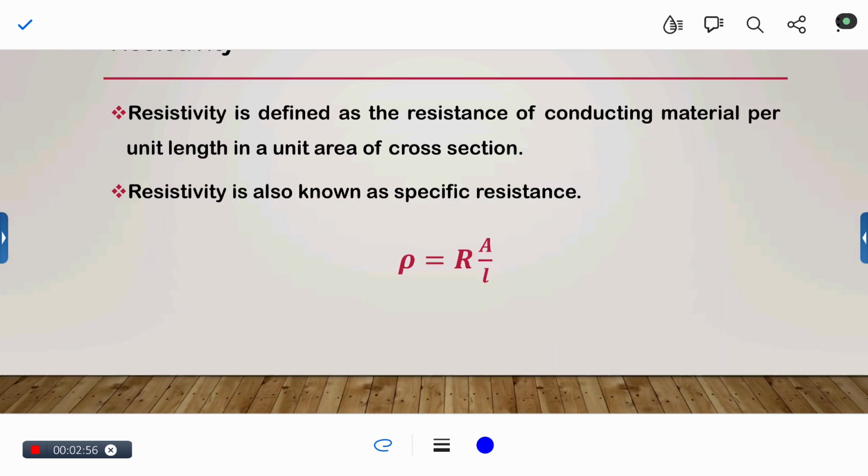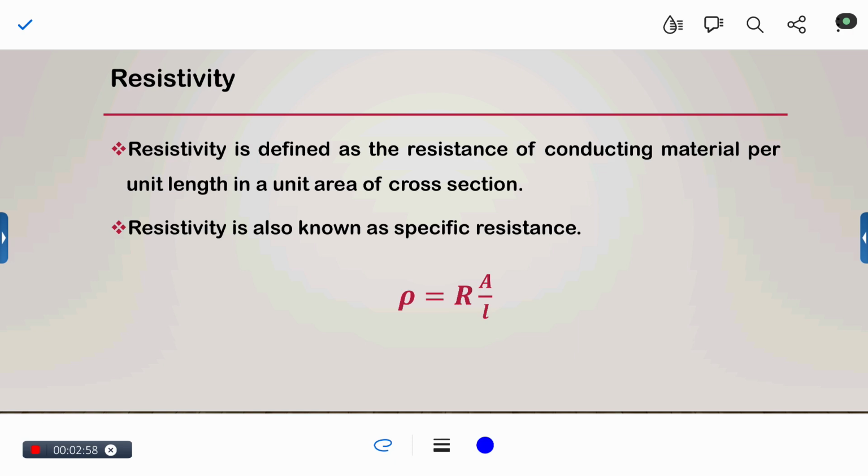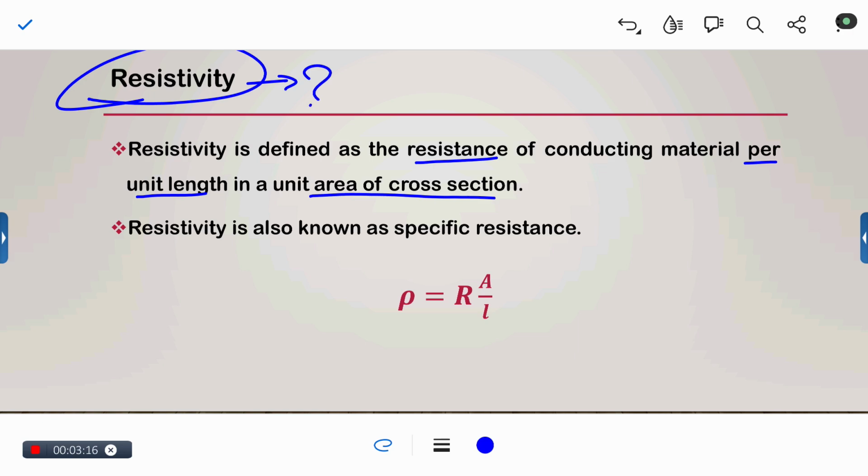Now, what is meant by resistivity? It's defined as the resistance of the conducting material per unit length in a unit area of cross section. Each and every material will oppose the current. Will all materials oppose the same amount of current? No. How much it opposes is what we measure with resistivity. Resistivity is defined as resistance of the conducting material per unit length in a unit area of cross section.